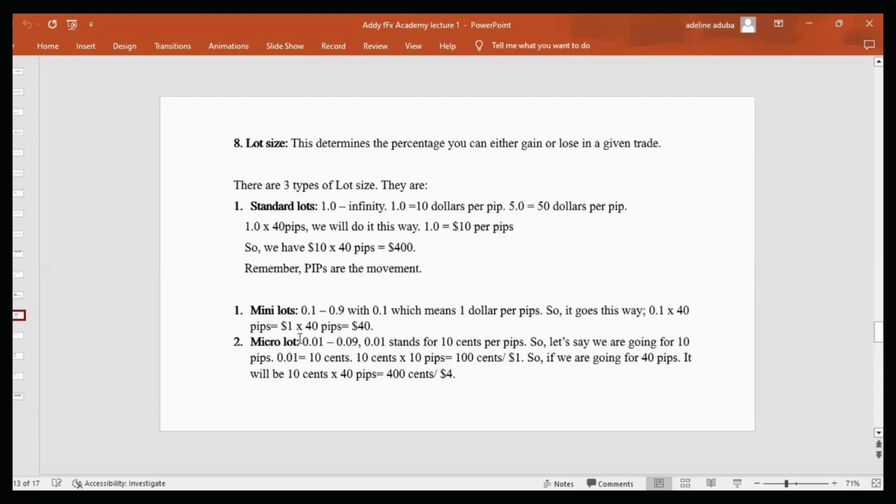So we have the mini lot, which is 0.1 to 0.9. With 0.1, it means $1 per pip, sorry. So it goes this way. If we are using 0.1 times 40 pips, then it means you want to make $40 on that particular pair, all depending on the kind of amount you are funding.